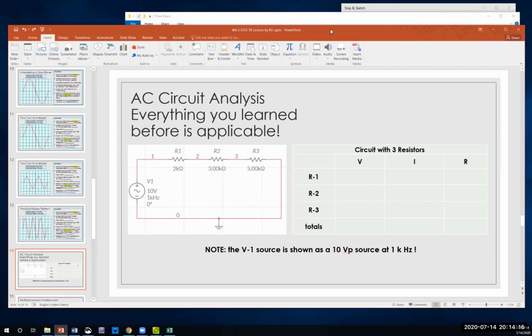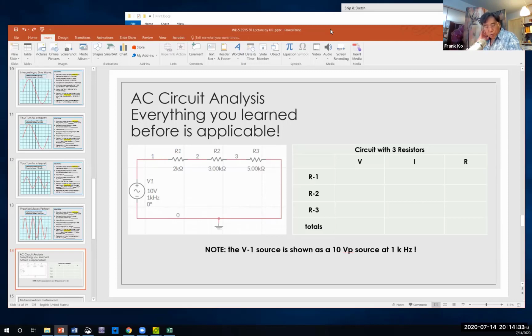For R1, I got 2 volts. For R2, I got 3 volts. And for R3, I got 5 volts. Okay. That's pretty basic math, yes? And you just multiply current times ohms.